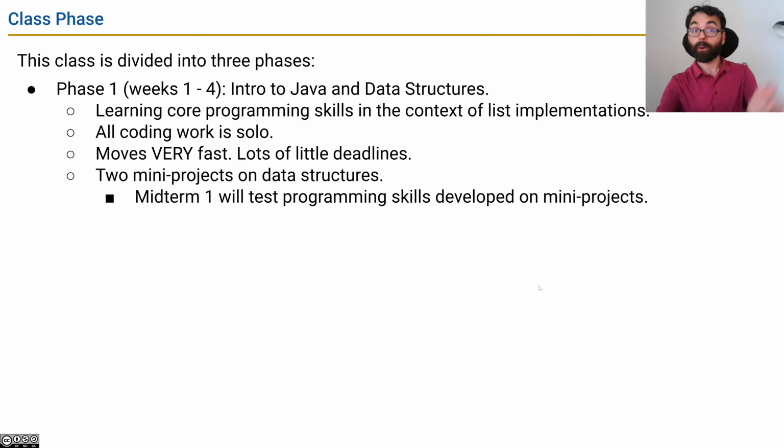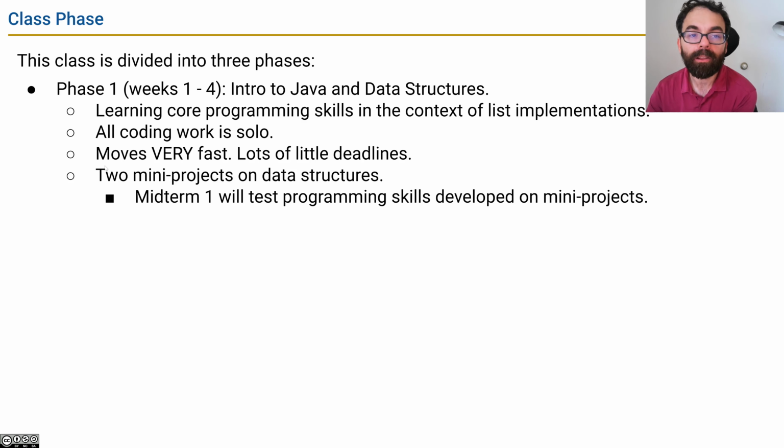In terms of the flow of the class, there are 3 phases. The first phase is this introduction to Java and data structures. We're going to build some lists. All of the coding work in this part is solo, and there are going to be lots of little deadlines. It's going to move really fast. It might be a little stressful, but there are a lot of little things you're supposed to do.